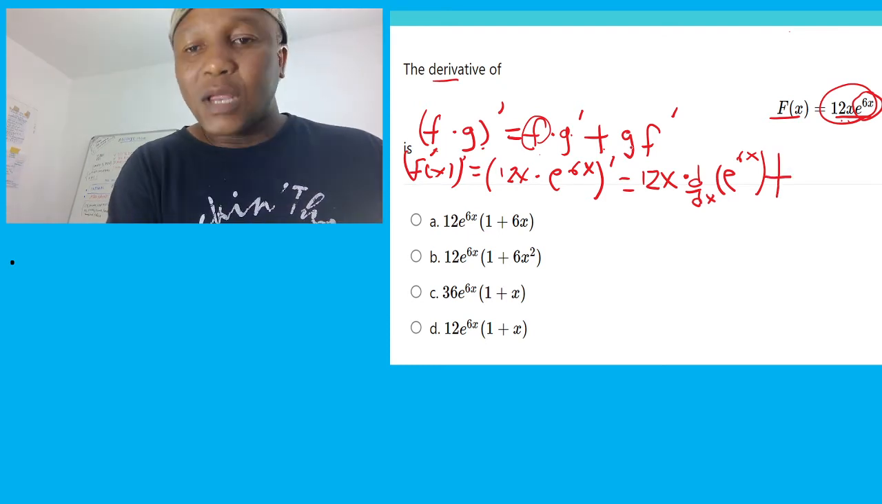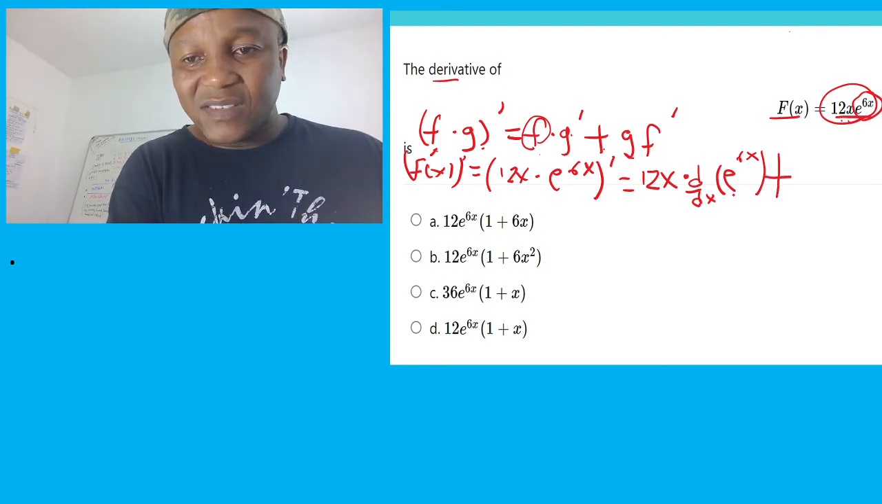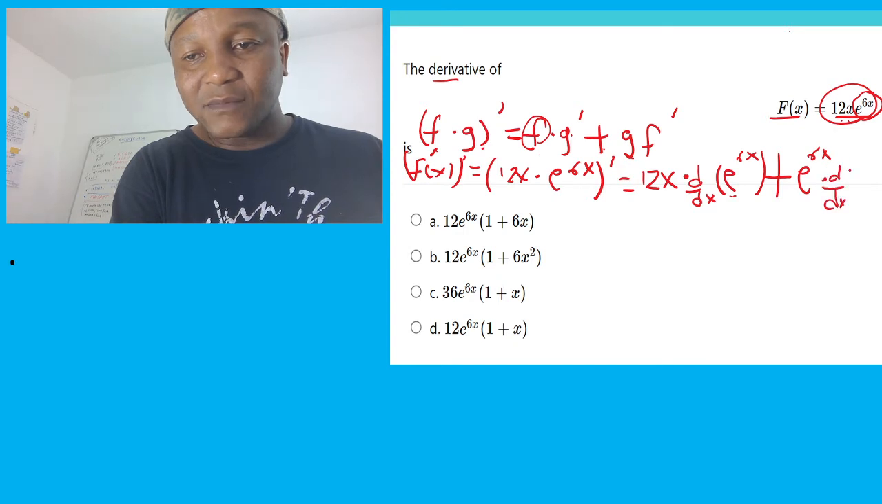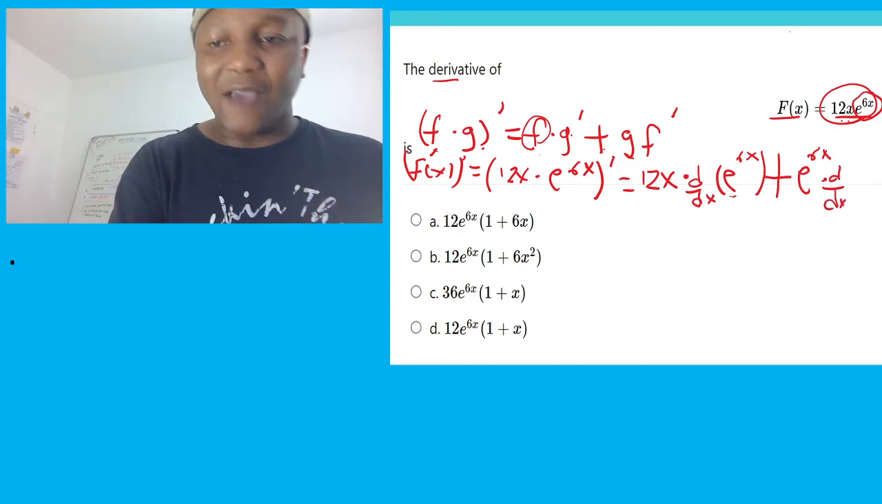Now you say g must be constant. G means this now is going to be constant, because this is our g. Now g is going to be constant, e power 6x. Now we have to derivate our f, which is 12x.